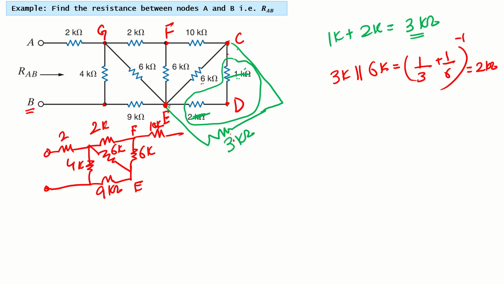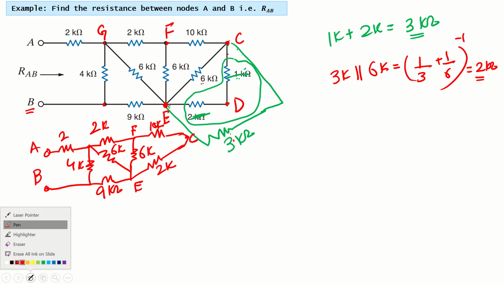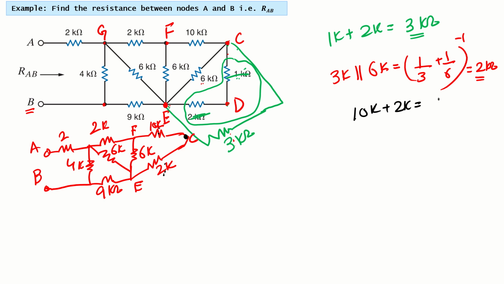Now between C and E, we have found that there is a net equivalent resistance of 2K. So I can put that 2K here. This is point C and this is point E, and this is A and B. Now if we look at these points, we can see that this 10 kilo and this 2 kilo are connected through this one node, so they are in series. So 10K plus 2K, that will be what?